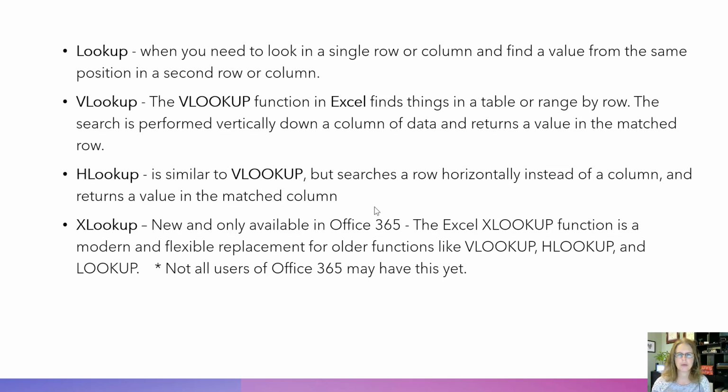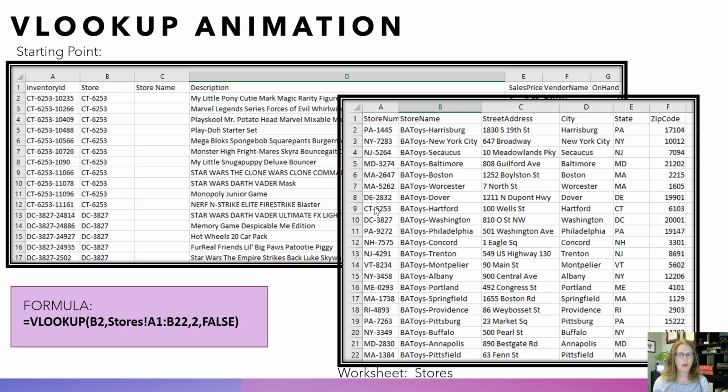Now, before we begin with Vlookup, let's explain how it works. What I have here is a list of inventory parts. They are located in the left-hand image. In that inventory part, I also have identified what store the inventory is located in. I need to know a little bit more about that store. I want to know the store's name.